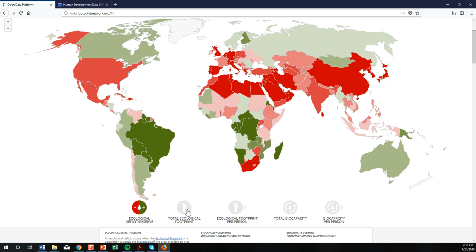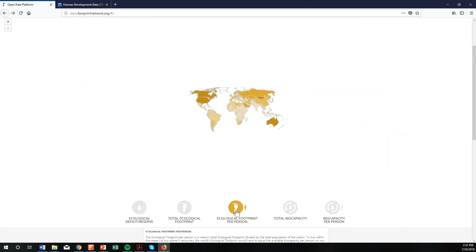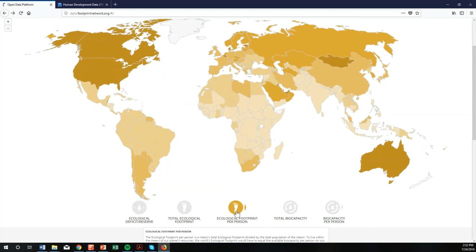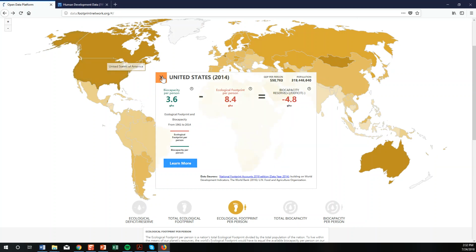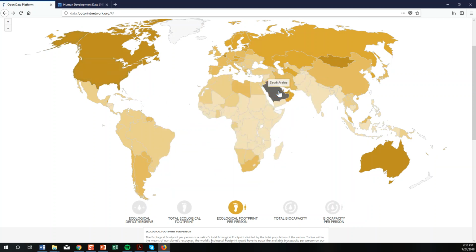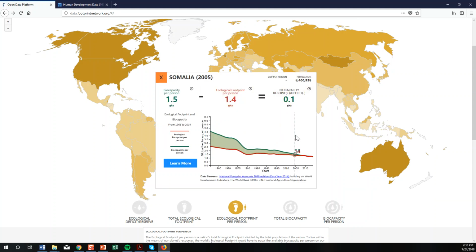But what I want you to do is click on the bottom and go to total ecological footprint. Ecological footprint per person. And so this is a map of how, on average, much people are using. So we can go back to the United States here. We can see 8.4. We see the same information. But we can see that a place like Saudi Arabia is using less. We can see a place like Somalia is using 1.2 global hectares per person. And so the reason that I want you to engage with this website is because I want you to think about consumption and development.